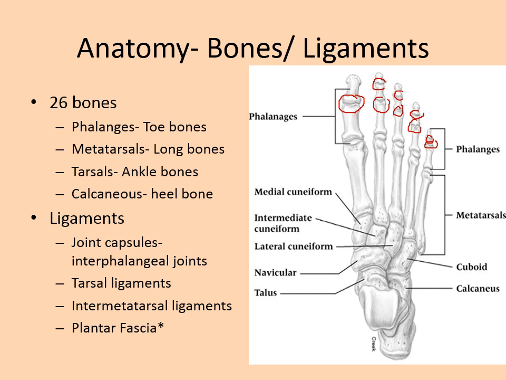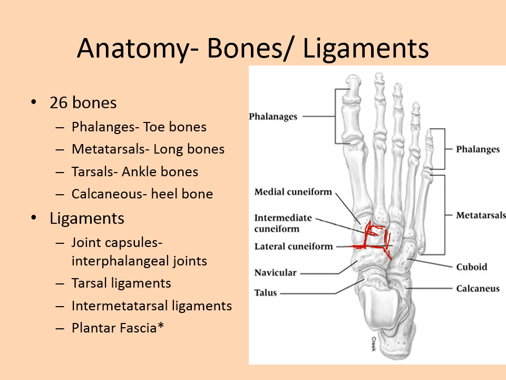We also have the tarsal ligaments, so ligaments between each of the tarsal bones. So the tarsal ligaments would be, say, for instance, between these cuneiforms here, and they'd probably span the length and the width of that bone between each of the other bones. So each of these spaces right here between the bones, there's going to be ligaments in there holding those bones together.